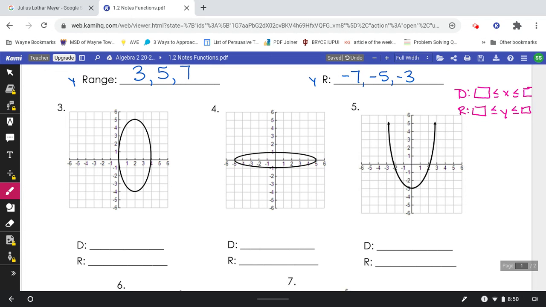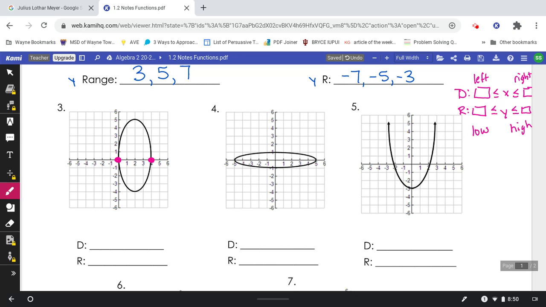So let me explain this through the picture. Domain is our x's, left to right. So the smallest x point is here, and the largest x point is here. So low to high. So you can even write that as left to right. And then the range you could write as low to high.